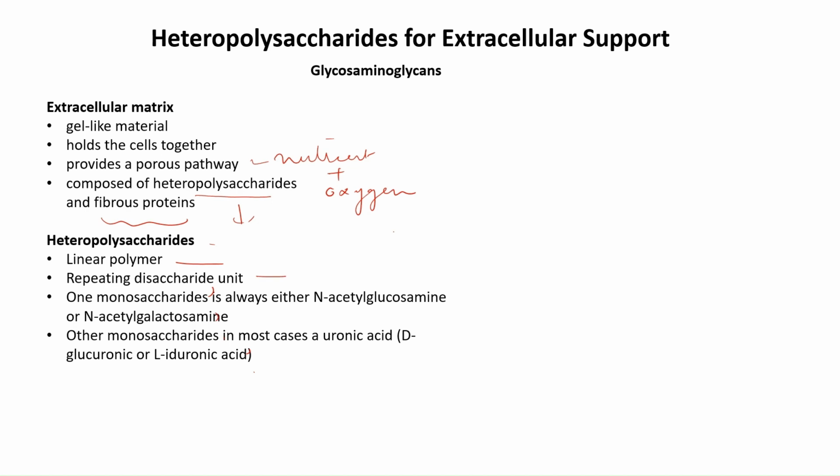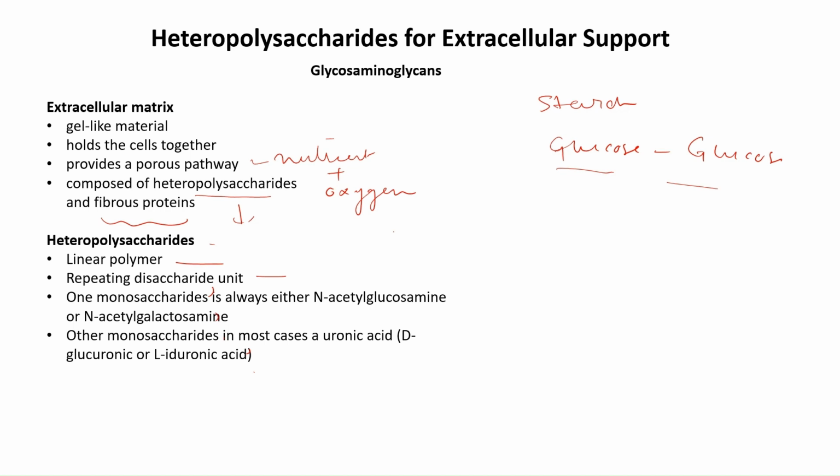What do we mean by repeating disaccharide unit? For example, in case of homopolysaccharide, if you take the example of starch, it is a polymer of glucose, right? Starch is made up of amylose and amylopectin. Amylose and amylopectin are only polymers of glucose, linked in alpha 1,4 or alpha 1,6 bonds. So this is a repeating unit of glucose, a monosaccharide. Similarly, if we talk about glycogen, cellulose or chitin, in case of chitin, the repeating unit is N-acetylglucosamine. So these monosaccharides are repeated.